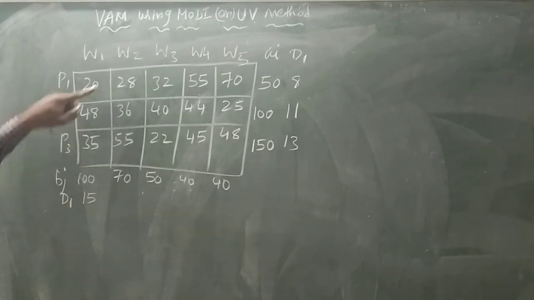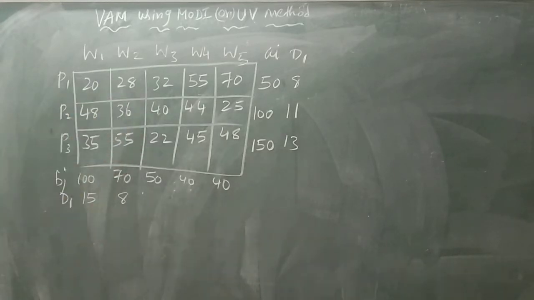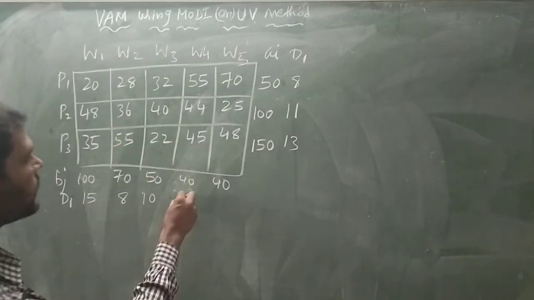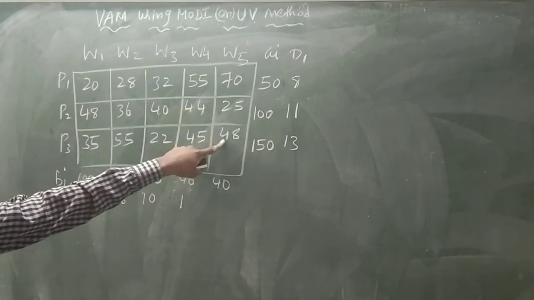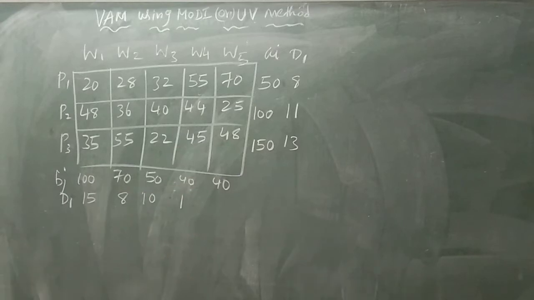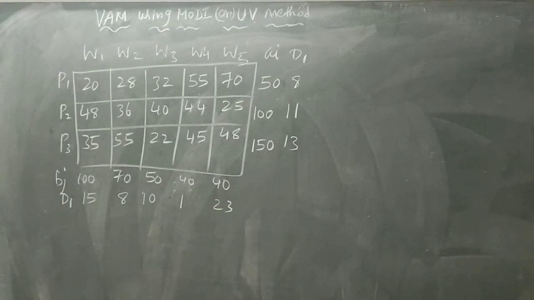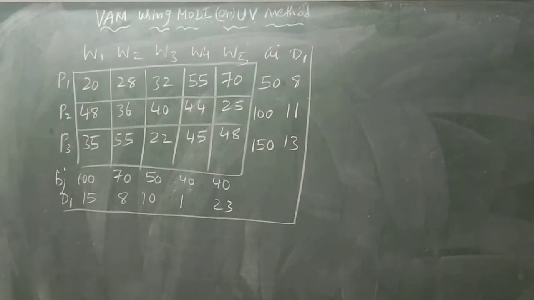In the second column, the least value is 28, another least value is 36, the difference is 8. Third column, first least value is 22, another least value is 32, the difference is 10. In the fourth column, first least value is 44, another least value is 45, difference is 1. In the last column, first least value is 25, another least value is 48, the difference is 23. So in these differences, which one is the highest value?